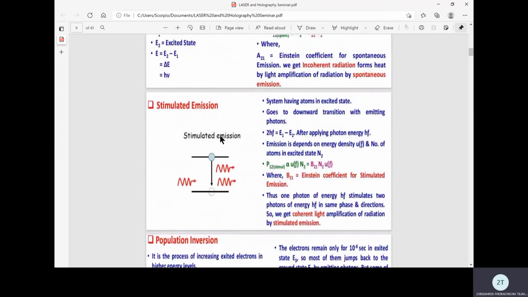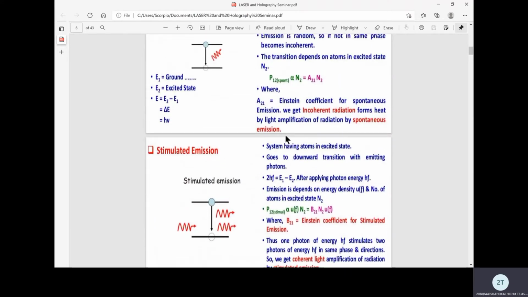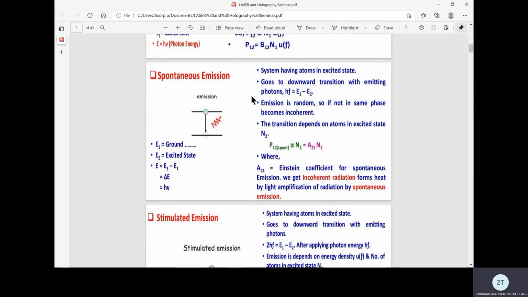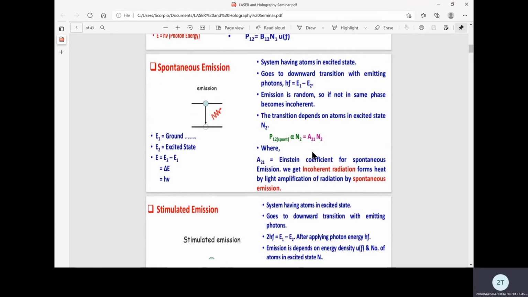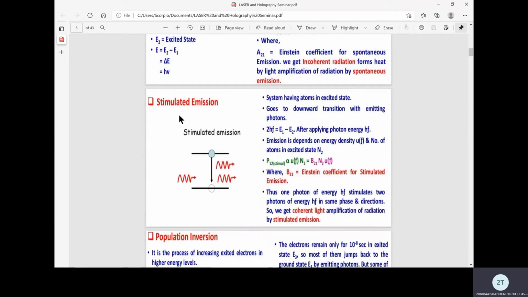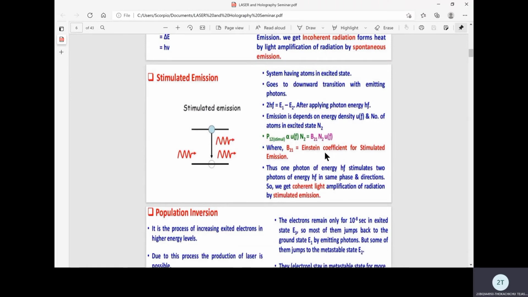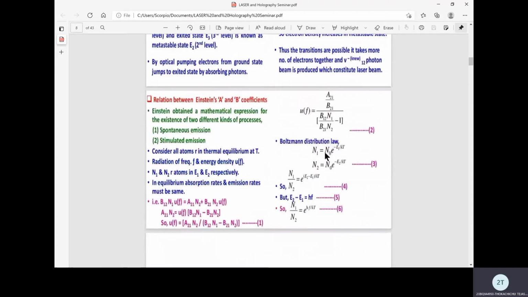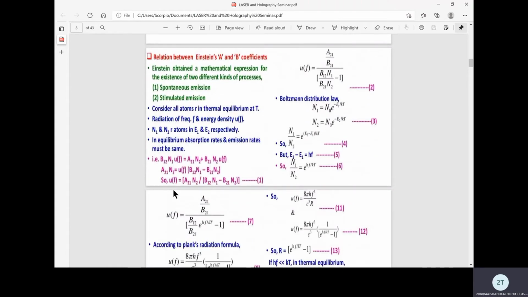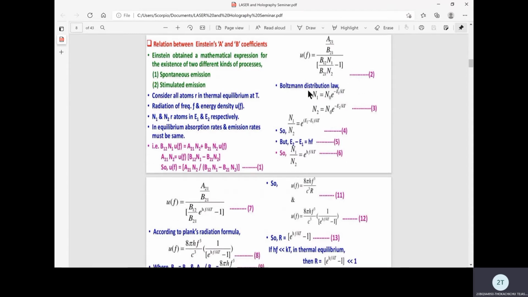Let's once again see the equations we obtain here. That is, P21 for spontaneous emission equals A21 into N2. For stimulated emission, P21 equals B21 N2 U. And on taking these two equations together, we obtain U equals A21 by B21, whole by B12 N1 by B21 N2 minus 1. Now let's keep this equation aside.